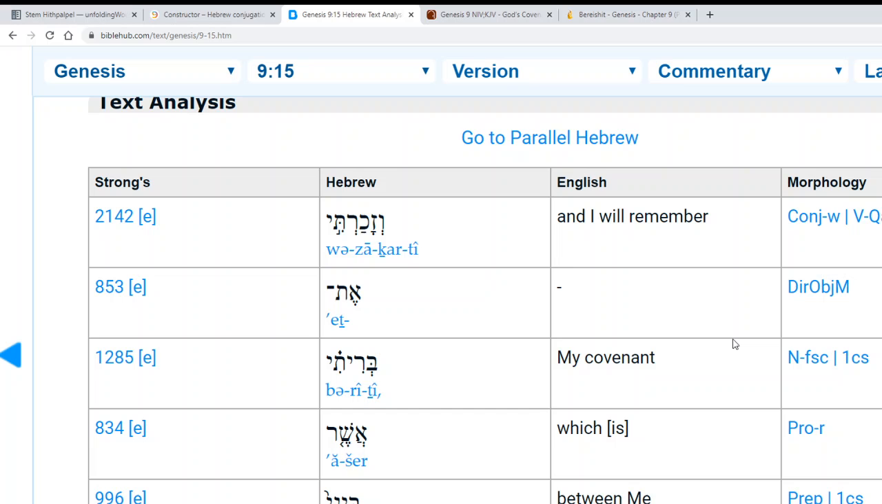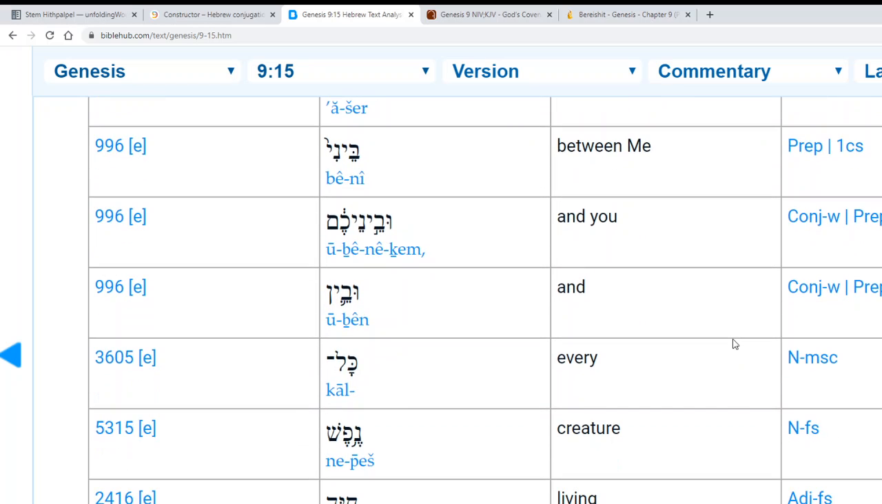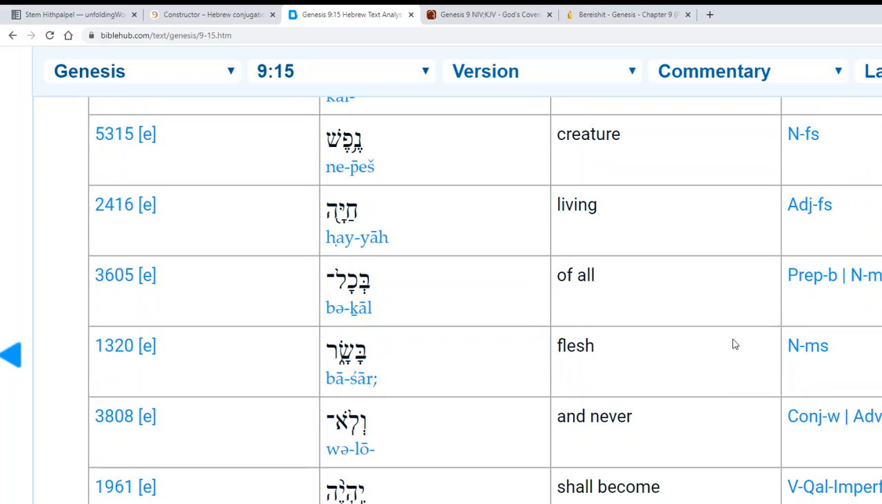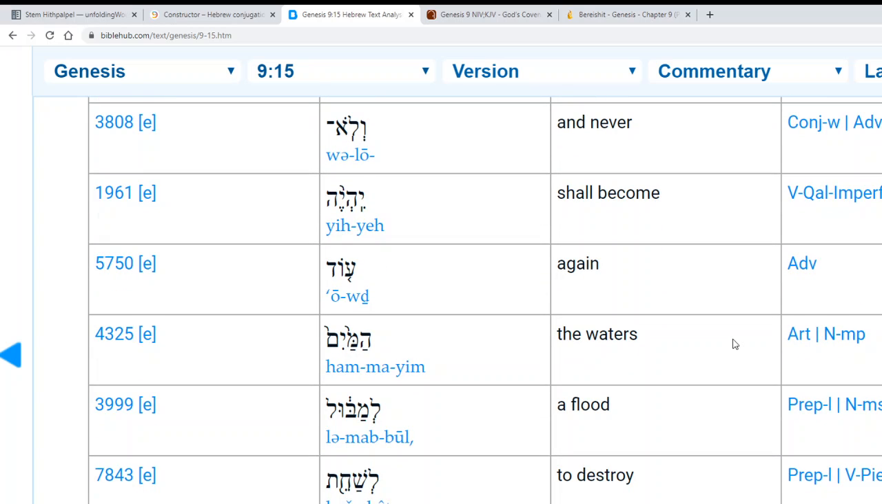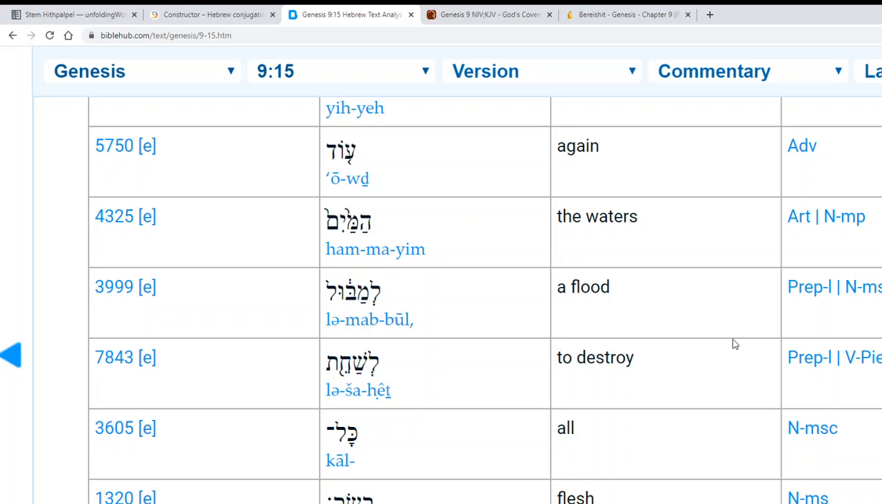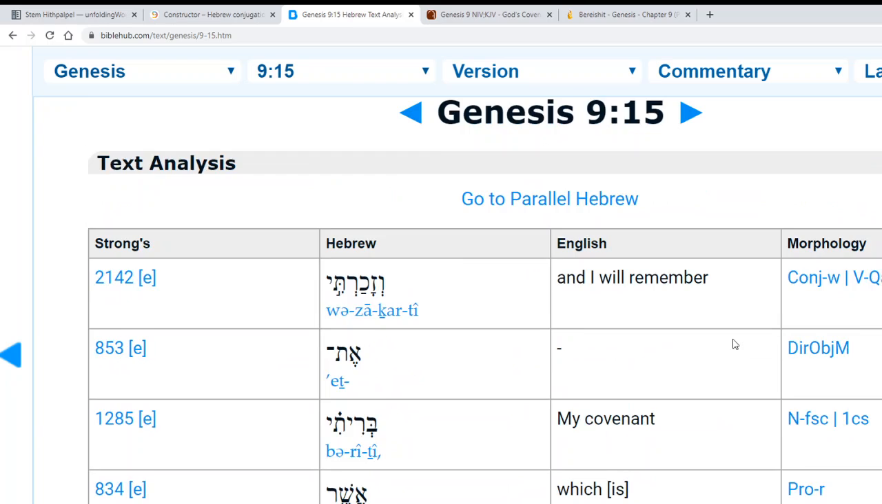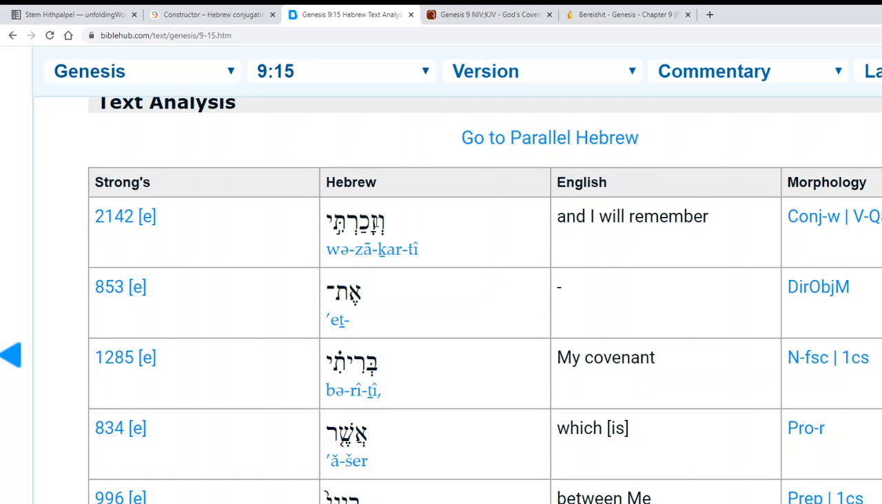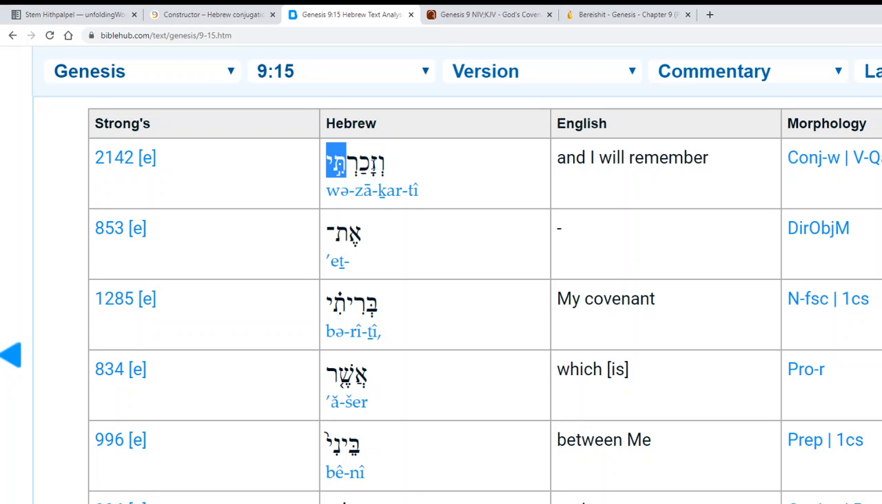Verse 15. V'zacharti et briti asher beini uveinechem uvein kol nefesh chaya bechol basar v'lo yihye od hamayim lamabul lashechet kol basar. Pretty simple verse, even though it's pretty long. So the root here is Zayin Chaf Reish, to remember. The conjunctive vav is flipping it from the past perfect to the imperfect, to the future. V'zacharti, the taf yud at the end is in the first person singular. So it's I remembered, but the vav flips it, v'zacharti, and I will remember.